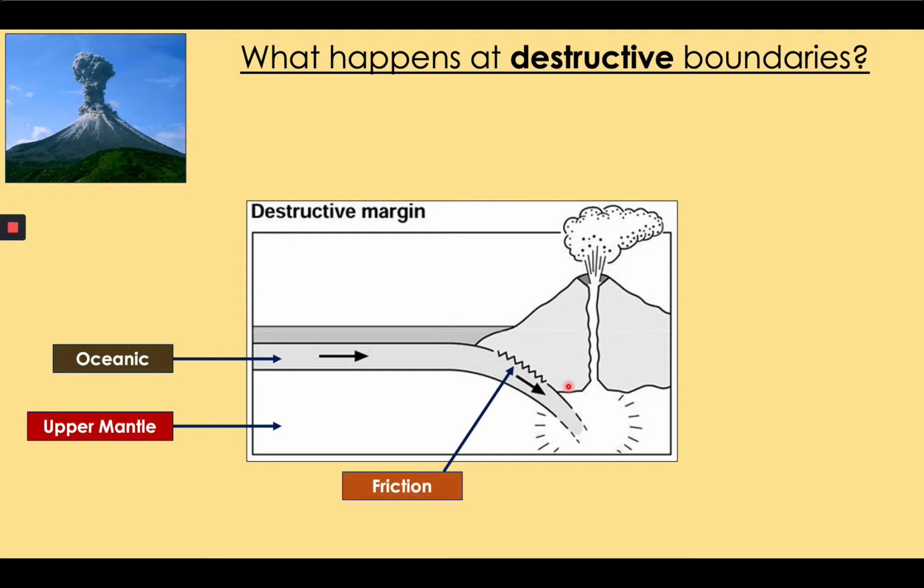The collision between these two pieces of crust, these two tectonic plates, causes the continental crust to fold upwards, creating fold mountains like these. It also creates large fissures, cracks within the continental crust.